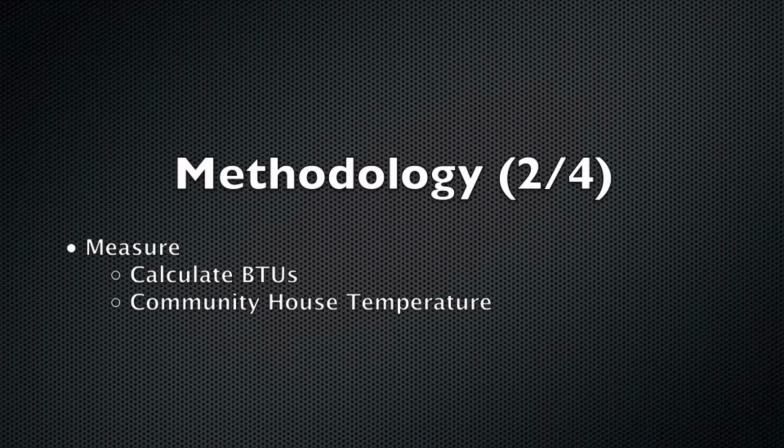The next step in the process is measure. There are 2 parts. The first is to calculate the BTUs, which would dictate the tons necessary to cool the building. The data needed to calculate this are the building dimensions and capacity. The second is to measure the temperature at the community house. This would be compared to the recorded temperature to check for accuracy. Then the projected temperature could be calculated.